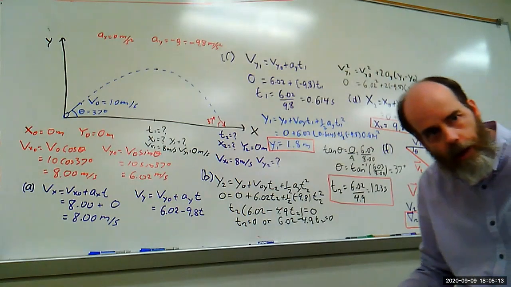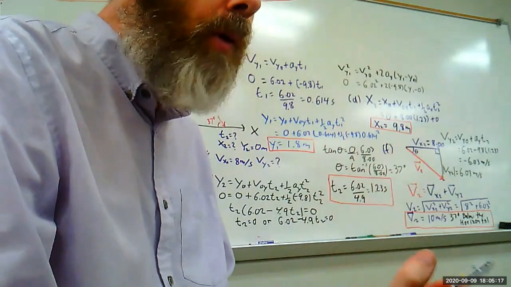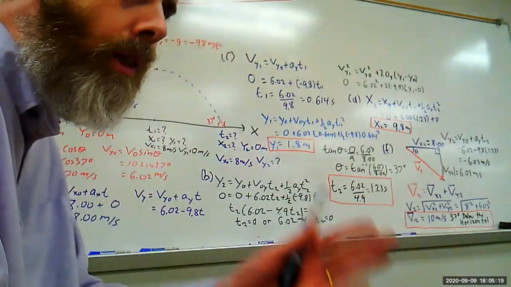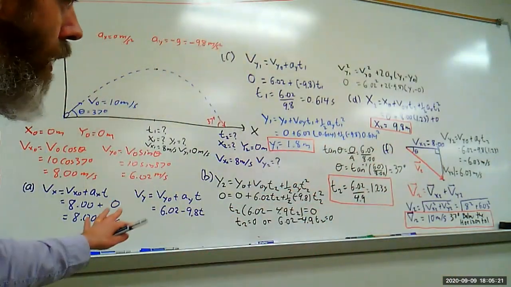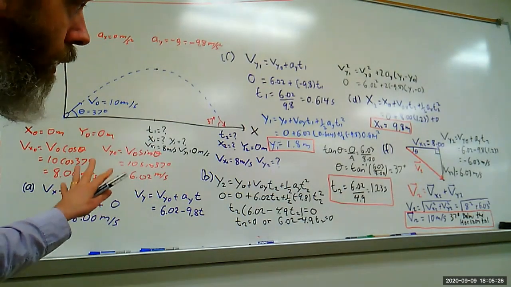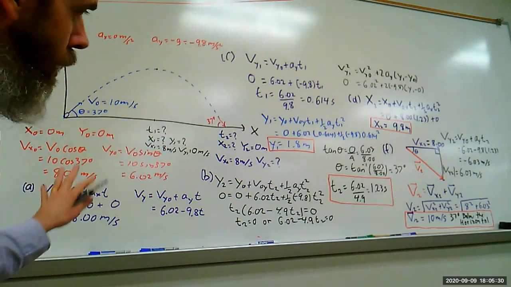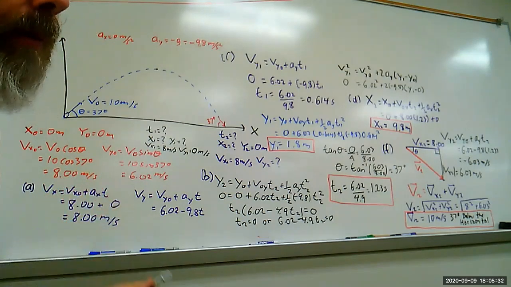So that is how you solve this projectile motion problem, when a projectile was launched at an angle. The next thing is to look at the graphs of acceleration, velocity, and position versus time. So let's do that. I'm going to have to get rid of some of this stuff.